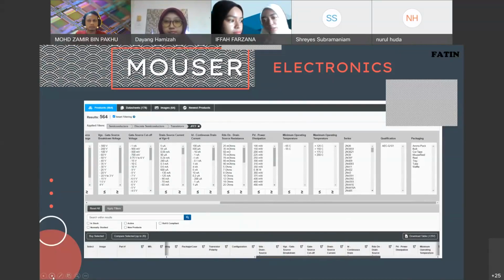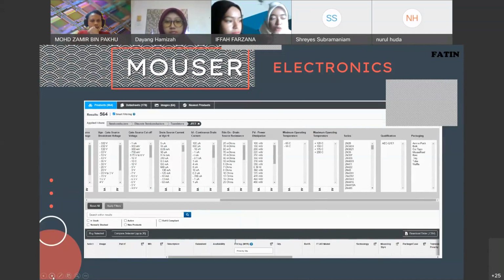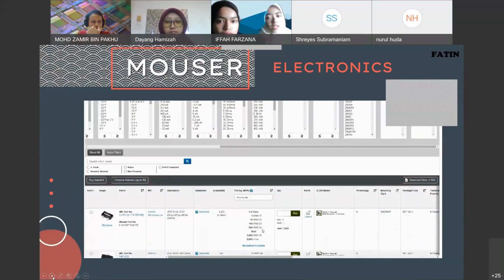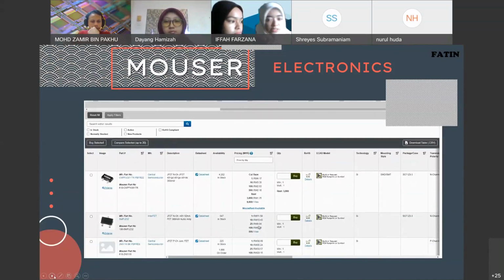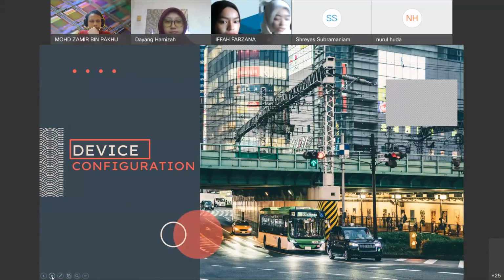This is an example of their website. We can choose to filter transistors according to our preference because there are so many categories included. And down below are examples of many types of different transistors. We can also purchase from them through their website. That's all for the introduction. As for device configuration, it will be presented by Dayang.